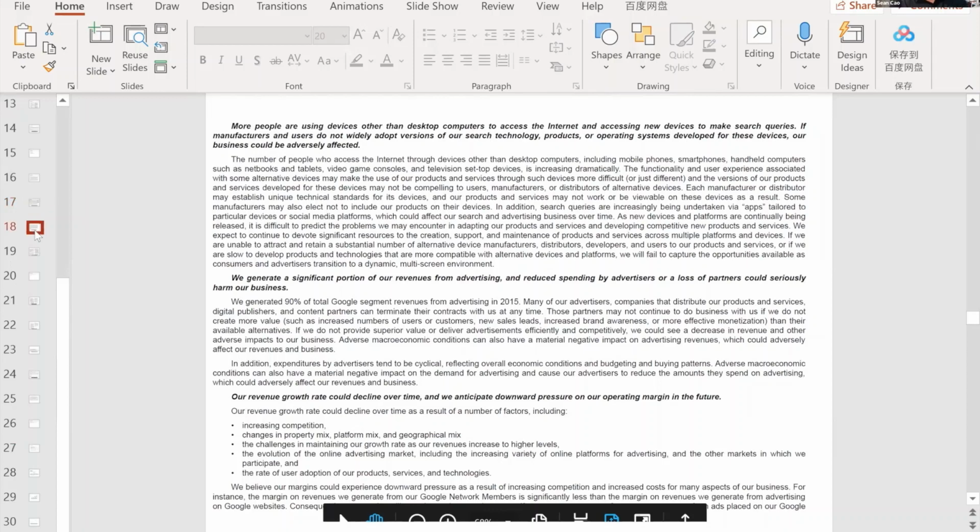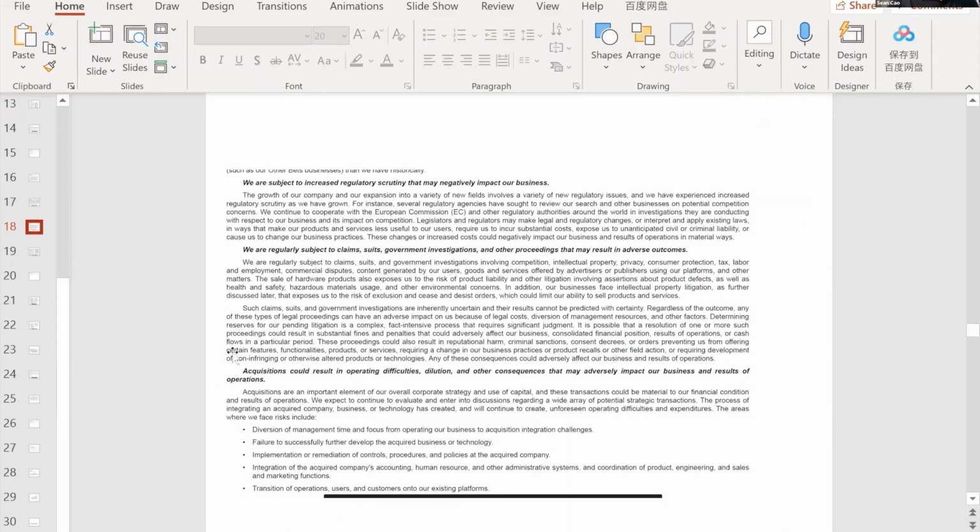Okay. So we are subject to increased regulatory scrutiny that may negatively impact our business. We are regularly subject to claims, lawsuits, and government investigations. Acquisitions could result in operating difficulties, dilution, and other consequences that may adversely impact our business and the results of operations. So these are different risks now. The first risk is about government risk, regulatory risk, right? It's different from the operational risk we were talking about.